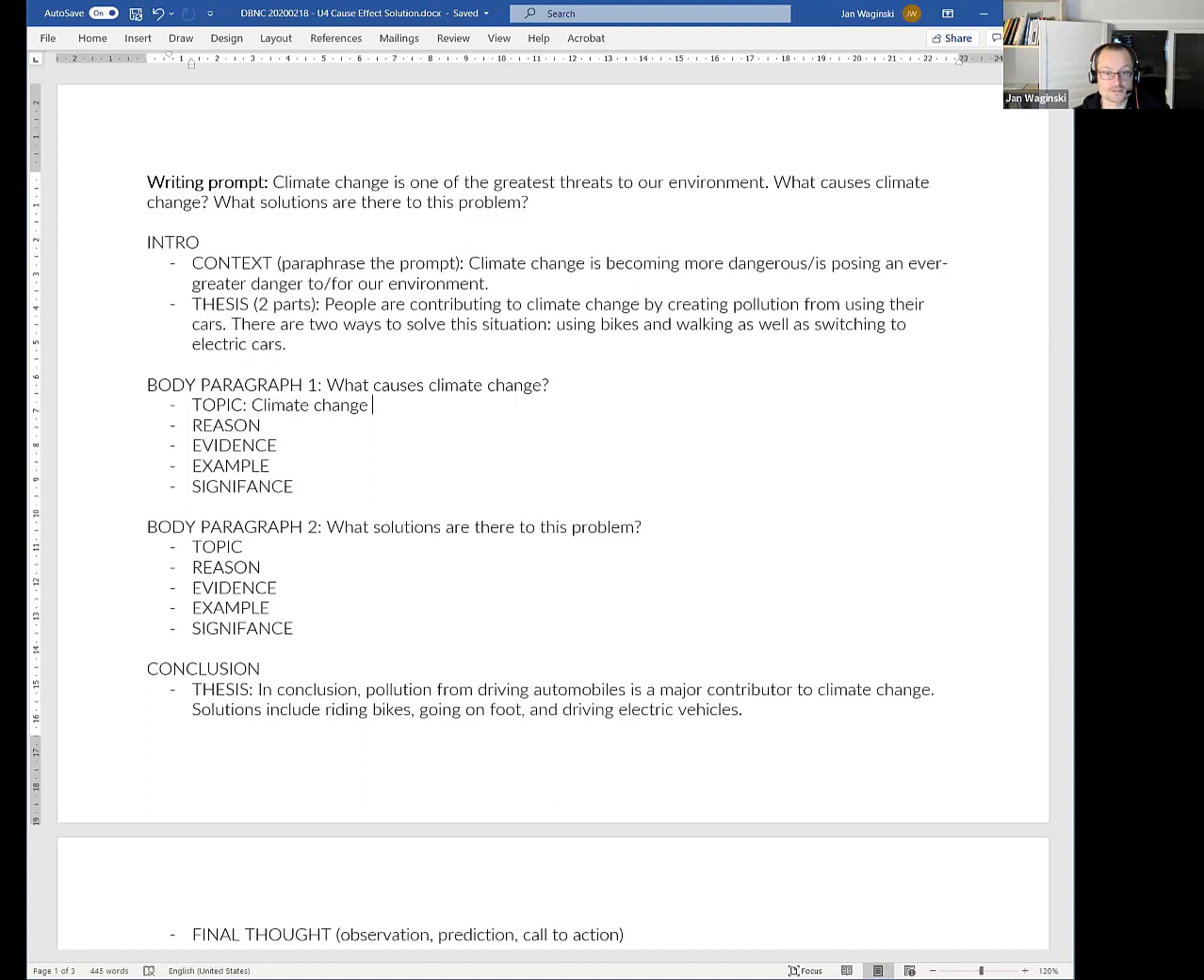So let's say is caused mainly by, what do you call that stuff that comes out of the tailpipe in a car? Pollution's a very general word, but what do you call that smoke that comes out of the back of a car?